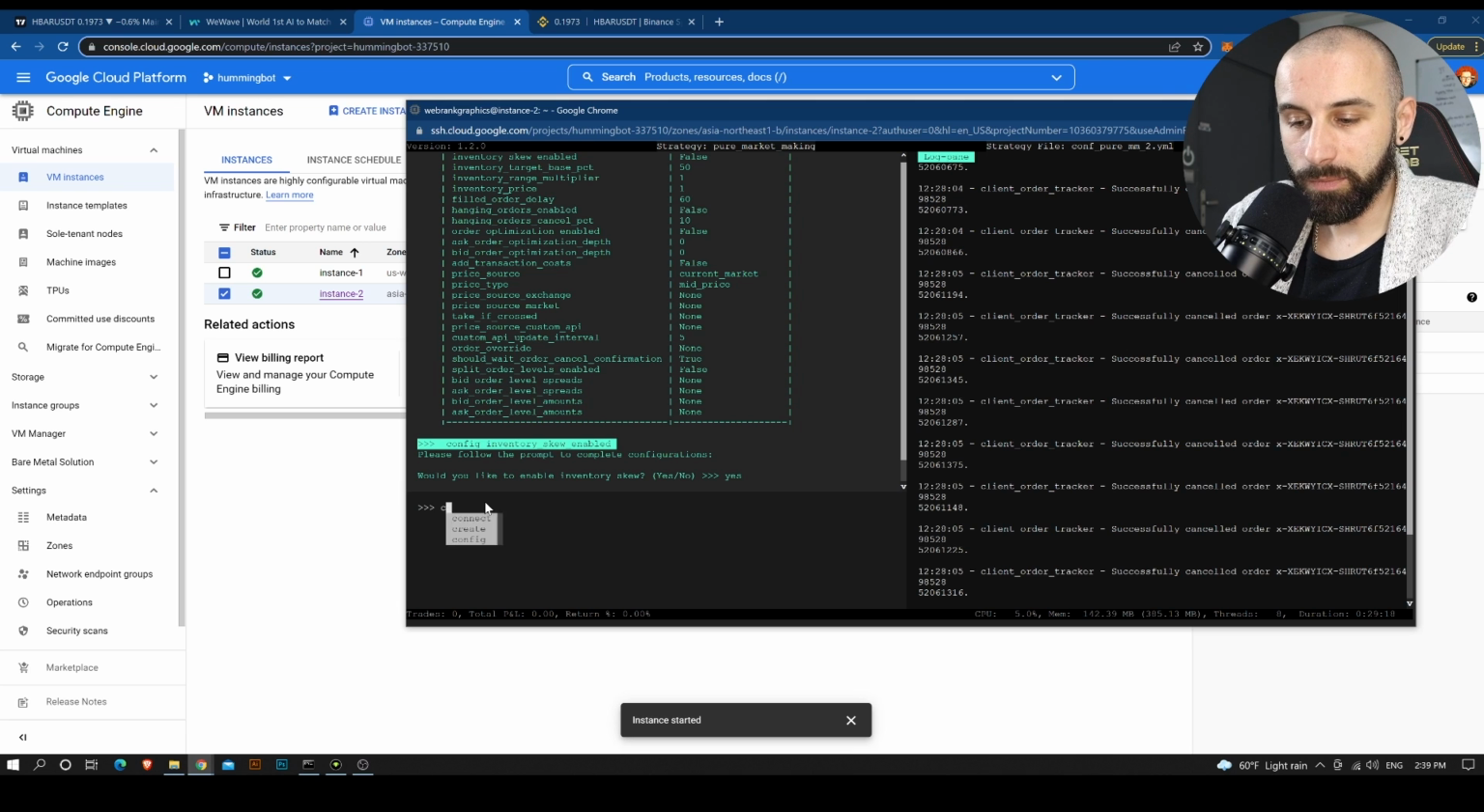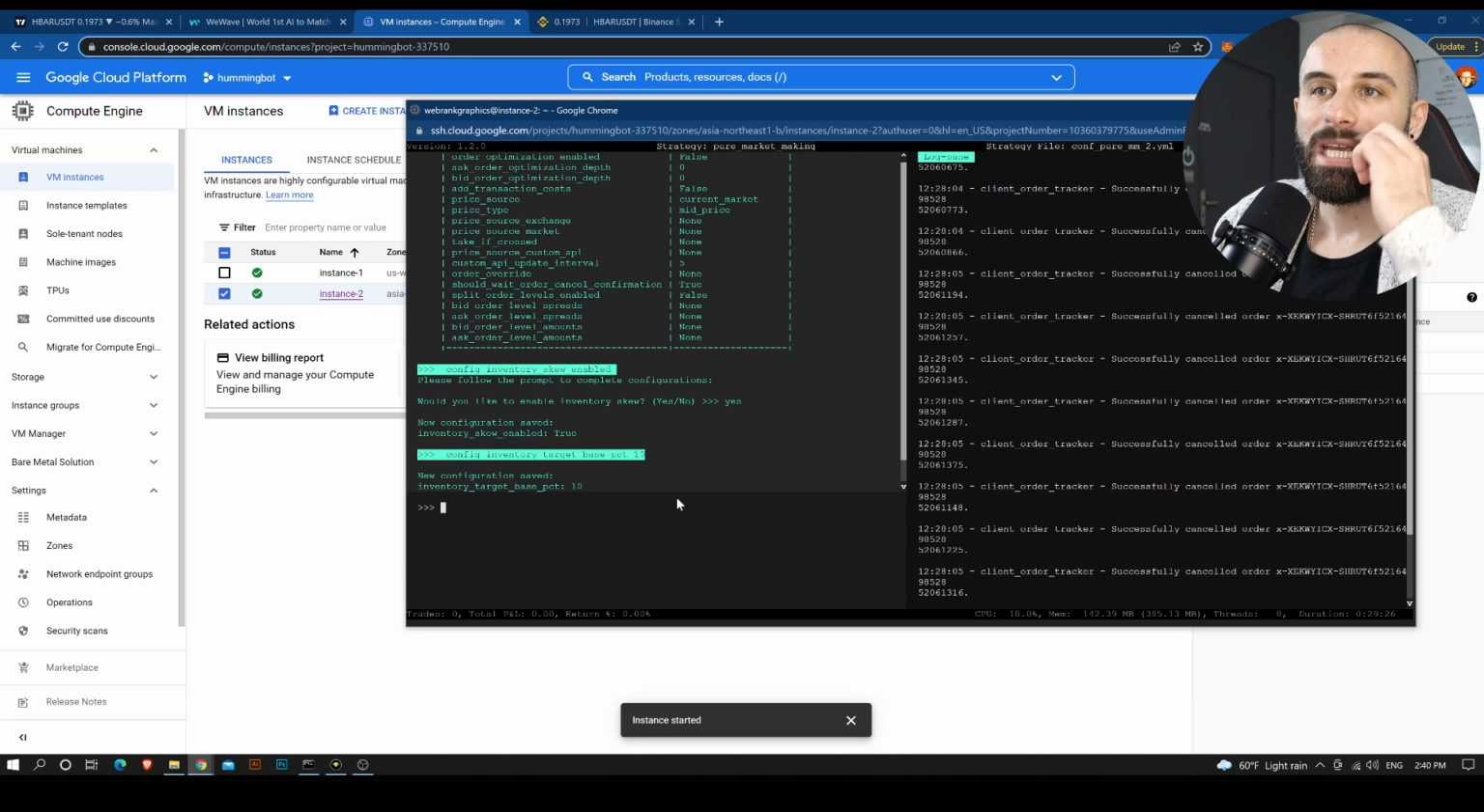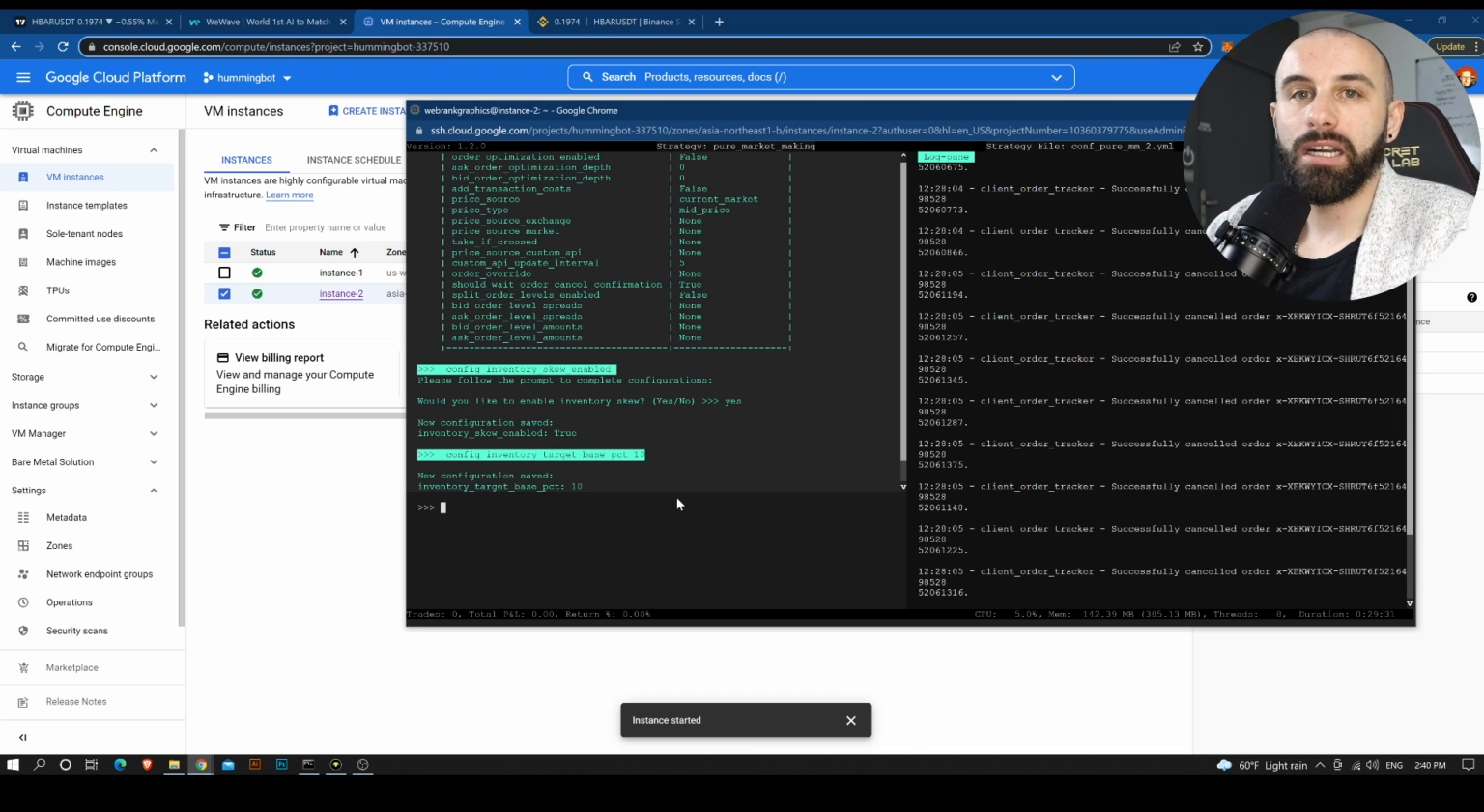So config, inventory target base percentage, space, 10%. And now we will have a maximum of 10% in HBAR out of all our account. And this will happen even if the price will go out of the range on the lower side.